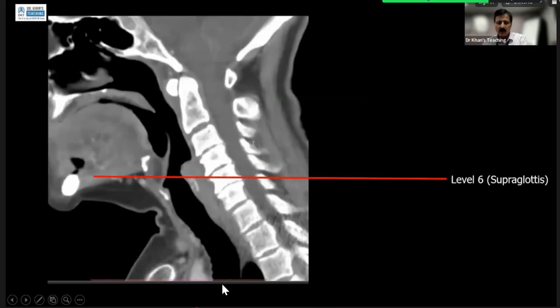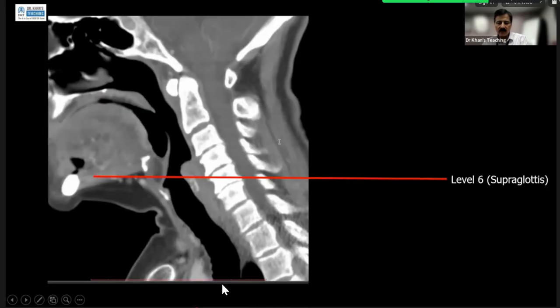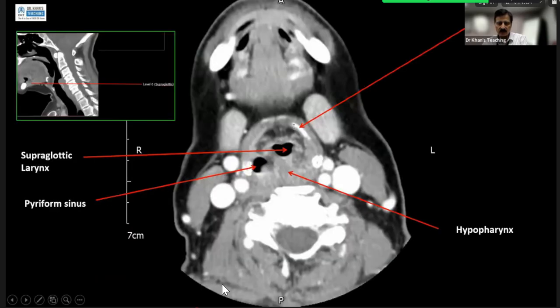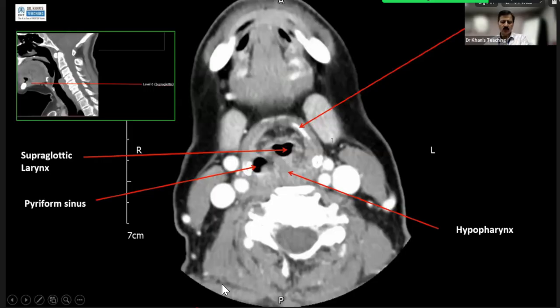And the glossoepiglottic ligament, on the other hand, which was a slice before, will be the boundary between the two structures, supraglottic larynx and the oropharynx. So now we go. The point is that we are going to revisit this. So don't worry if you have not understood this. I'm going to teach you this quite a few times once again.